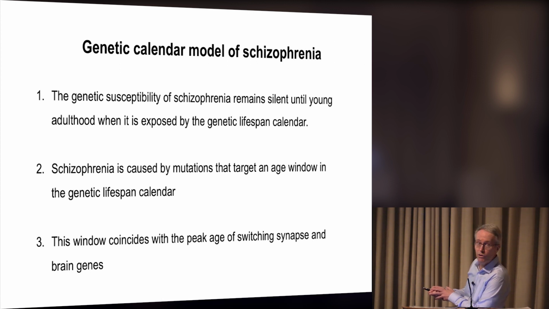The mutations are not showing any effect, but it only becomes exposed by the gene regulatory events in the genetic lifespan calendar. So in effect then, schizophrenia is caused by mutations that target an age window in this genetic lifespan calendar. And this coincides with this peak age of synapse genes that are reorganizing.